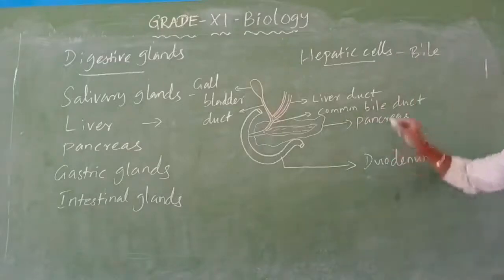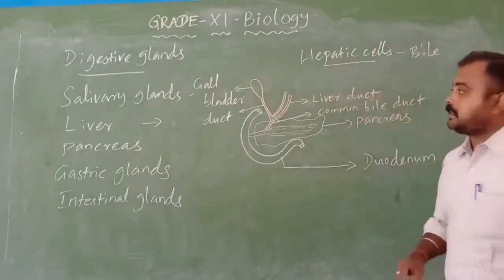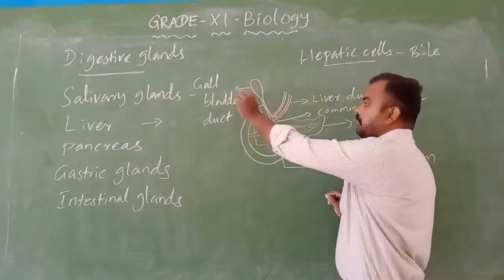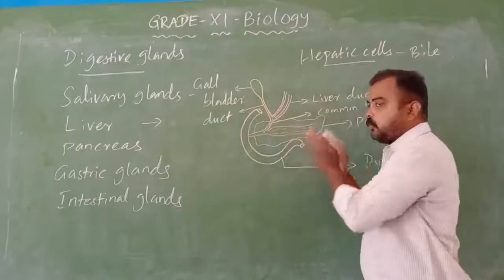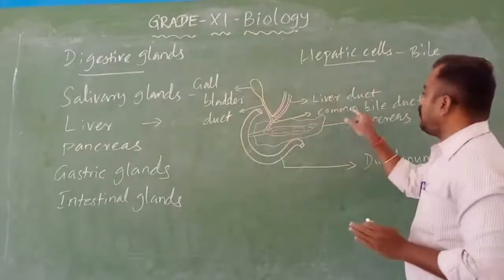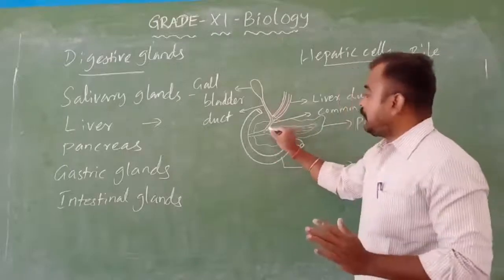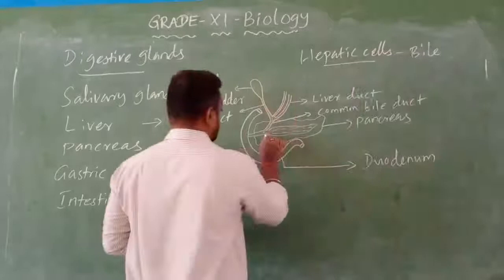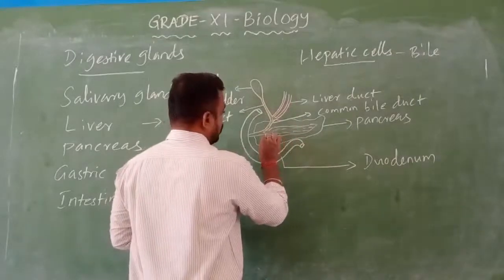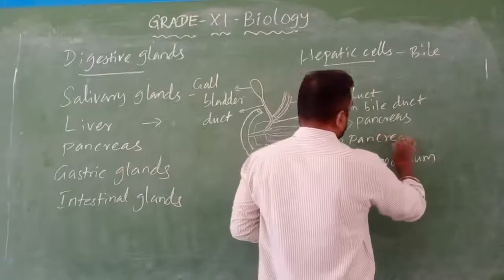So the duct that comes from the liver is called the liver duct. The duct that comes from the gallbladder is the gallbladder duct. The two ducts open into the common bile duct. That common bile duct is connected with the pancreatic duct.